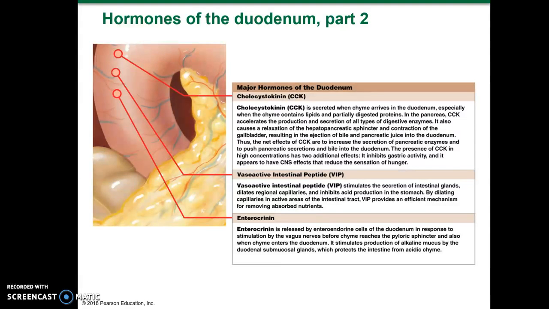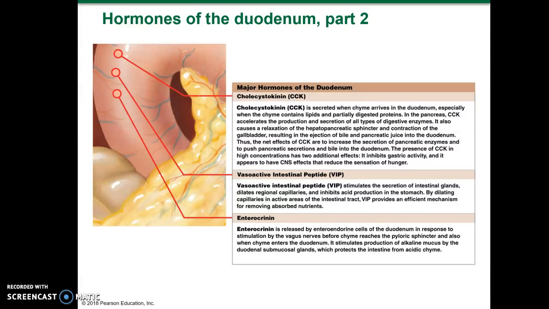Vasoactive intestinal peptide stimulates the secretion of the intestinal glands, dilates regional capillaries, and inhibits acid production in the stomach. By dilating capillaries in the active areas of the intestinal tract, VIP provides an efficient mechanism for removing absorbed nutrients.